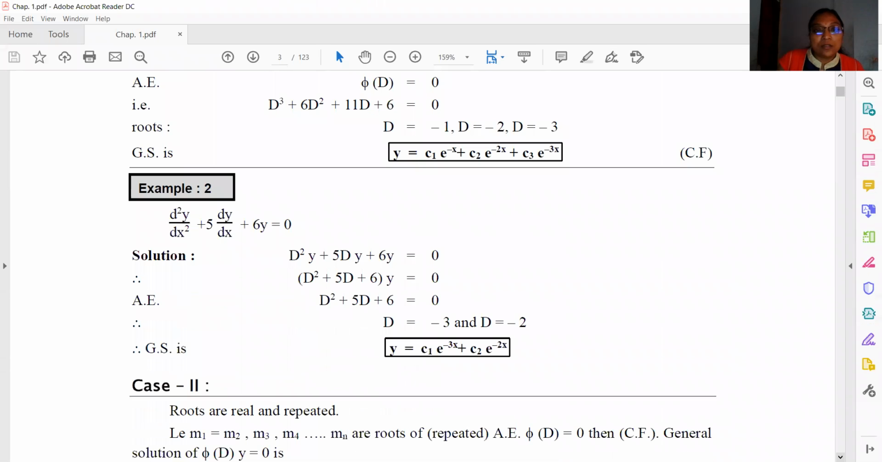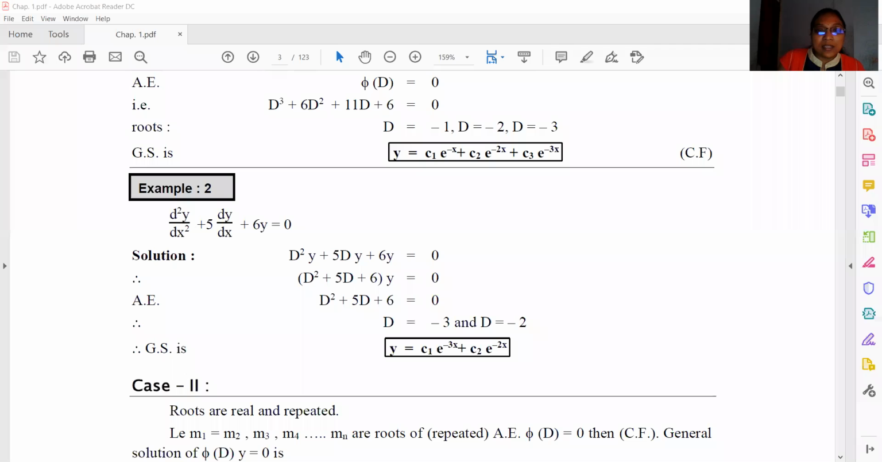Okay, now let's see one more example based on this. If we have to solve this equation, then we have to write this in terms of capital D. So this d square y upon dx square is capital D square y, 5D plus 6. Then take y common and we have this equation as D square plus 5D plus 6 equal to 0. And when we solve this equation, we get the values of D as minus 3 and minus 2. Again, values are real and distinct. So we can write the solution as y equals c1 e raised to minus 3x plus c2 e raised to minus 2x.